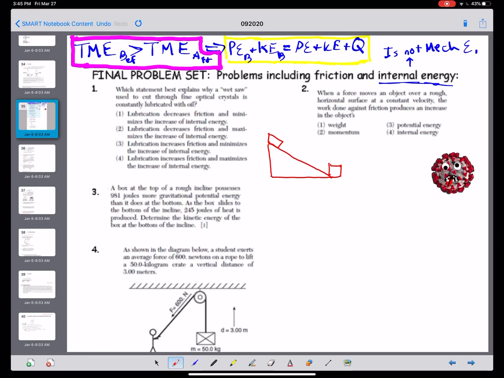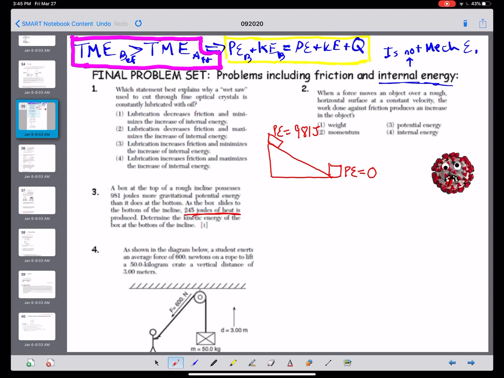So the box at the top of the incline possesses 981 joules more PE than it does at the bottom. So up here we have a PE equal to 981 joules. Well, that's easy enough, because we're going to make PE at the bottom the baseline. So we're going to make PE at the bottom 0. All right, and then it says that the box slides to the bottom of the incline. 245 joules of heat are produced. Okay. So let's show you how we set this up using the new equation we just came up with.